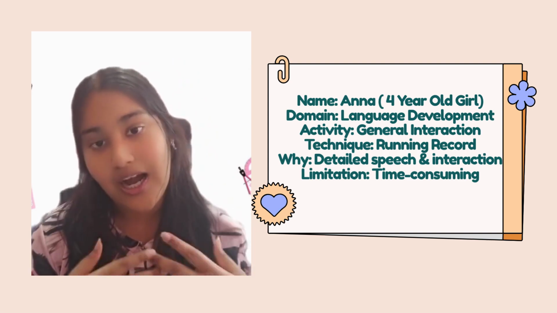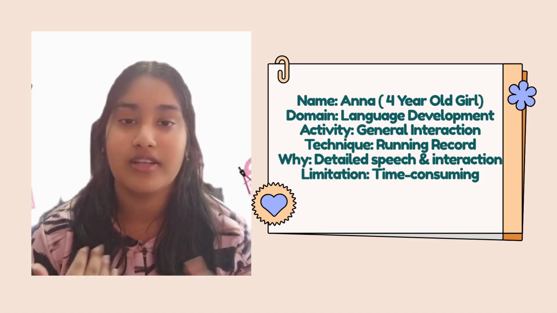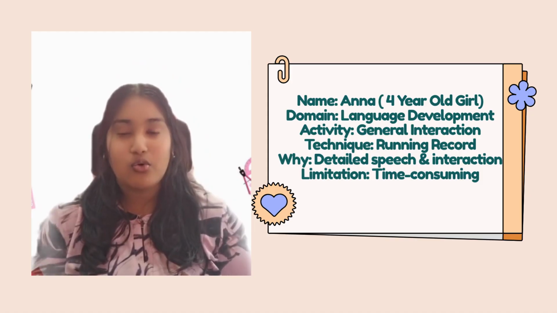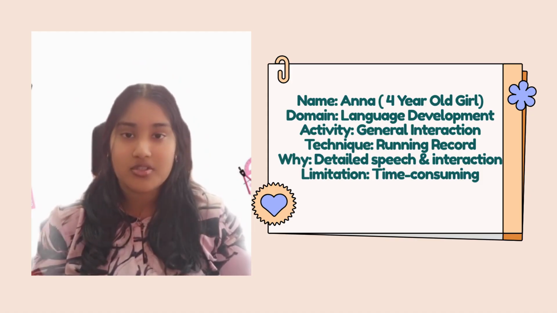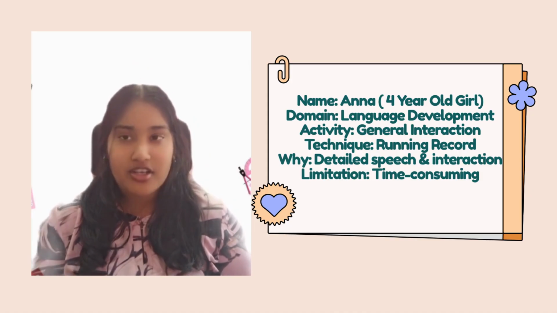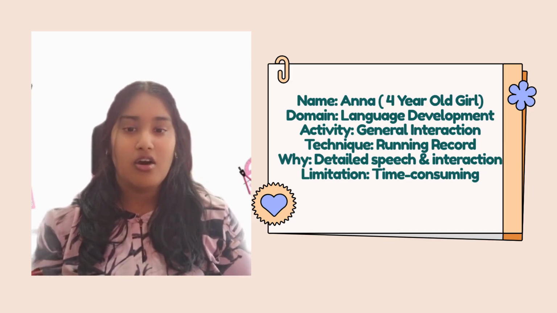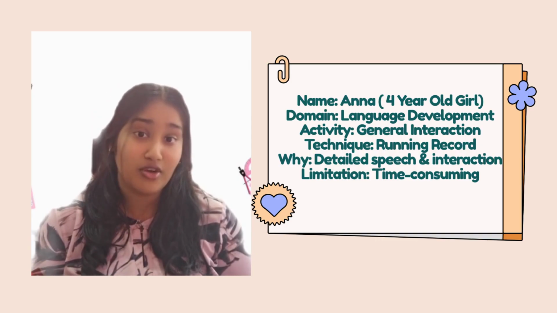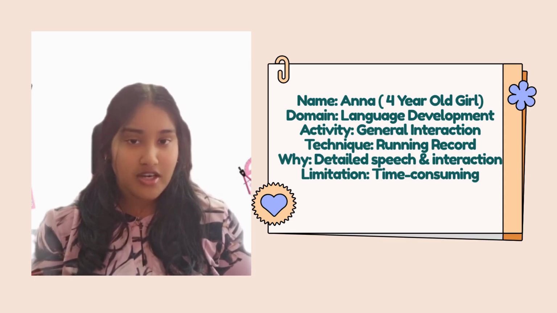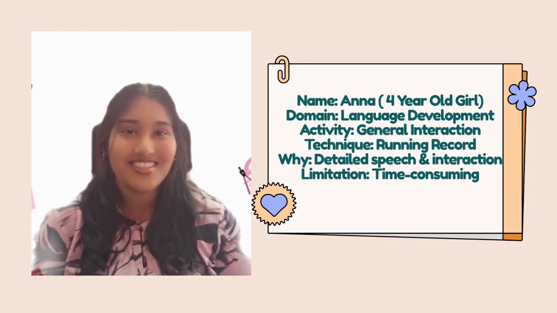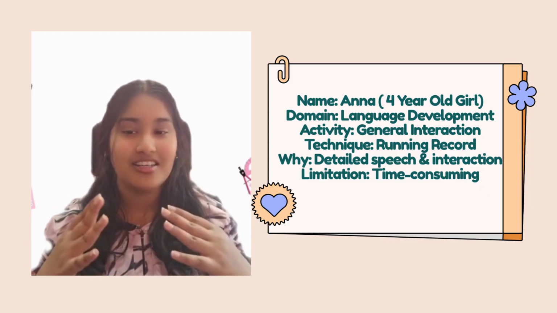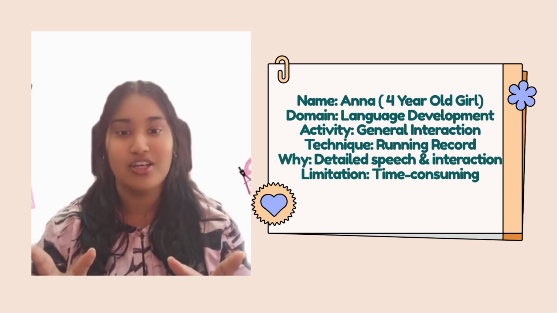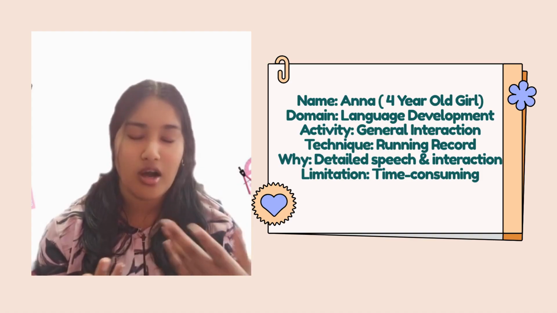To collect my data, I used a running record. This is a type of narrative observation where you write down everything the child says and does over a short period of time. It's commonly used in early childhood settings because it gives a very detailed picture of the specific child behaviors and their interactions. I chose to use a running record for Anna because she is very talkative and I wanted to capture her speech and her interactions as accurately as possible. I felt this method would allow me to see how she uses language in a natural setting.